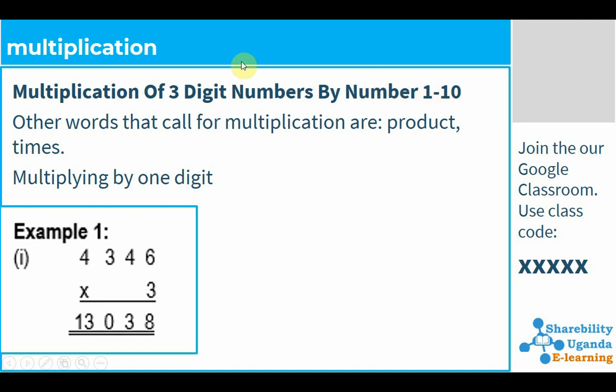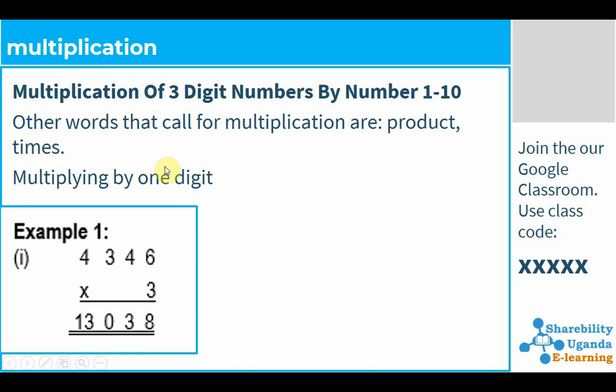Okay. So here they are trying to tell you that other words that call for multiplication are that they may not use the word multiplication. They may use some other words. These other words are like product, times. So when they say find the product of A times B, or find the product of 2 and 3, they are meaning multiplication. When they say this number was multiplied 2 times, you know they are trying to talk about multiplication.